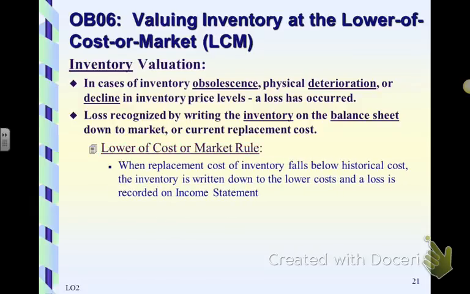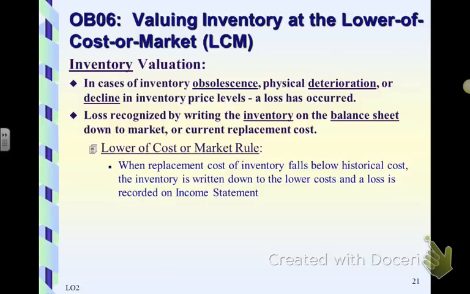So when the replacement cost of inventory falls below the historical cost, the inventory is written down to the lower cost, and a loss is recognized and recorded on the income statement. That's the lower of cost or market rule. It's applying what principle? Well, you do end up applying the matching because you're now taking the loss in the accounting period where you recognize it. Yes. Conservatism. Very good. This is applying the conservatism principle.